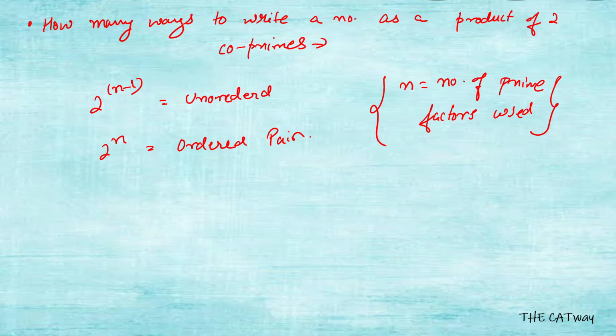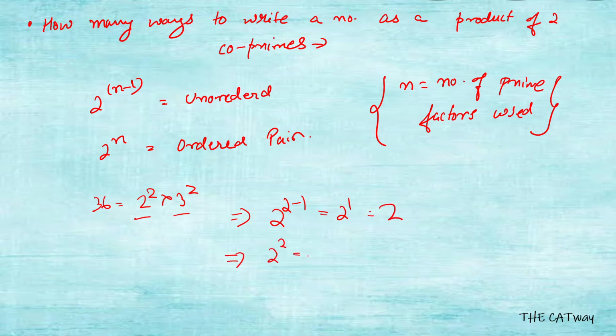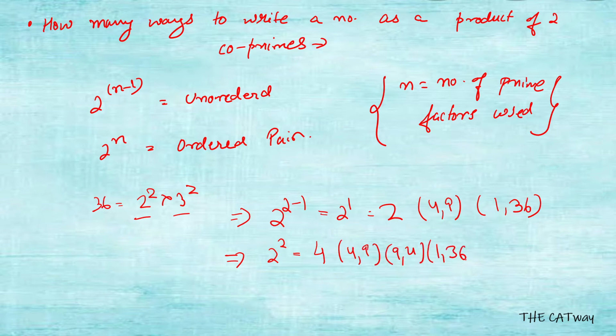Now let's take an example. Let's say 36. So 36 can be written as 2 square into 3 square. How many prime numbers are there? There are two prime numbers. So how many unordered pairs will be there? 2 to the power 2 minus 1, that is 2 to the power n minus 1, that is 2. And how many ordered pairs will be there? 2 to the power 2, that is 4. Now what are the unordered pairs? They are 4 and 9, and 1 and 36. Similarly for ordered it would be 4 and 9, 9 and 4, 1 and 36, and 36 and 1. So these are the ordered and unordered pairs for writing 36 as a product of two co-prime numbers.